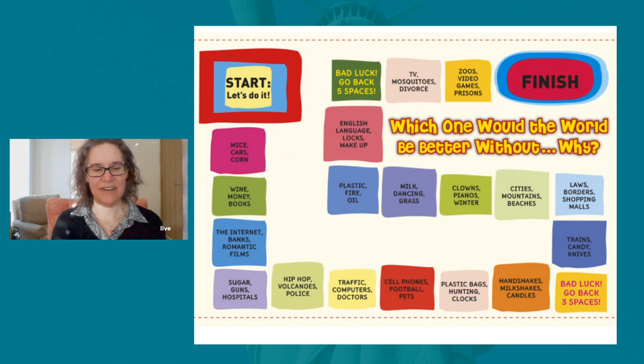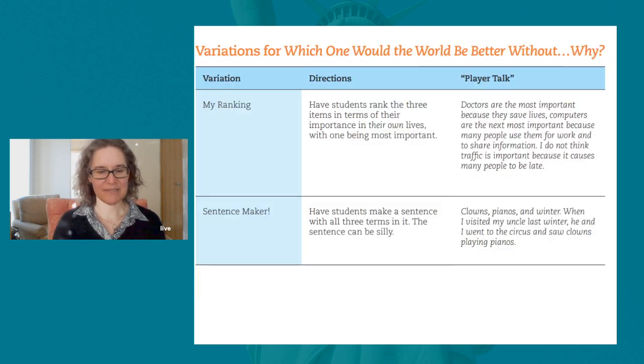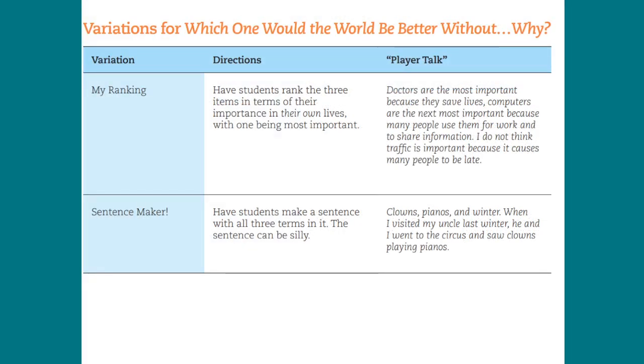And these are variations. So we've got some variations here for that board game. Which one would the world be better without? And so one variation could be ranking. You want your students or your family to rank which one. And then in this way, then there's no right answer or wrong answer, but they would explain what it would be. And the other one is they could create a very funny sentence with all three of those words together.